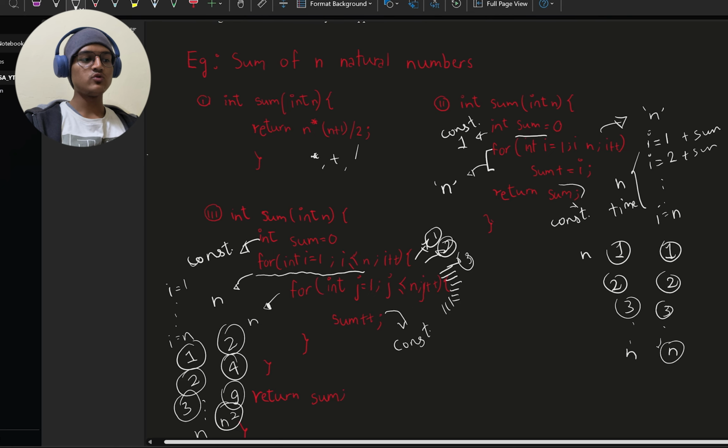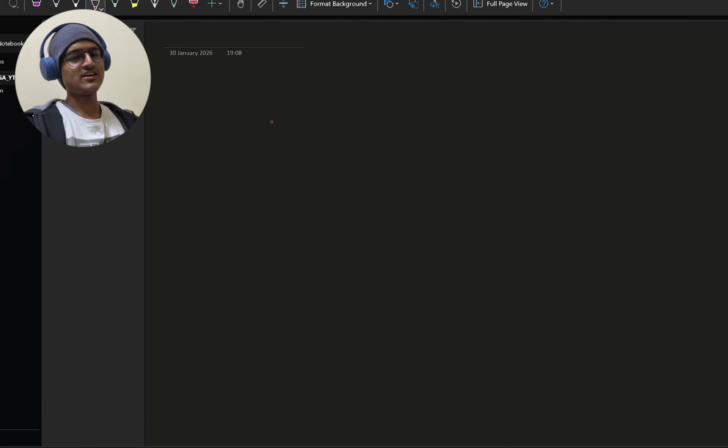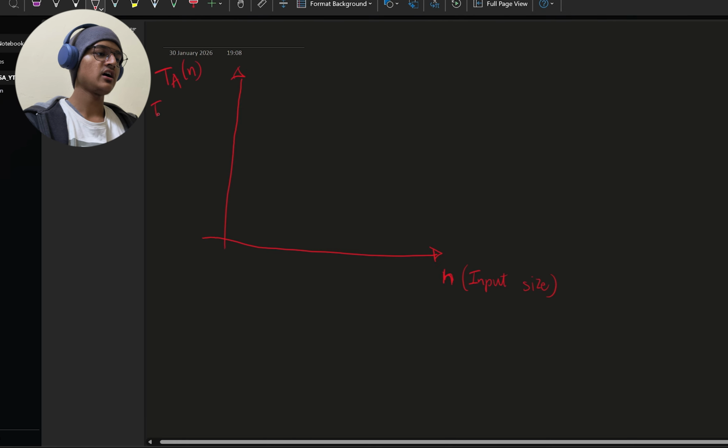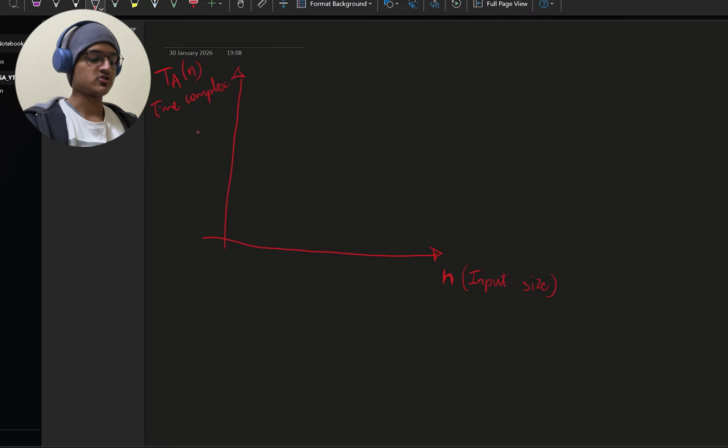This is a way in which we can identify the growth rate of an algorithm based on the algorithm written and the input size as well. Now let us try to understand it more deeply and in more detail. For example, here we take a graph where on the x-axis we plot n, which is the input size, and on the y-axis we plot the time taken, that is T_A(n), which is the time complexity, or the time taken by the operation to run based on the input size.